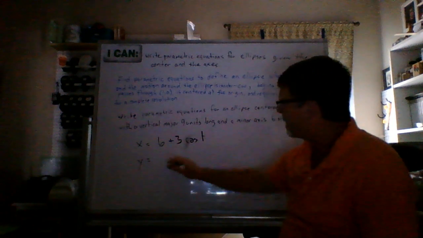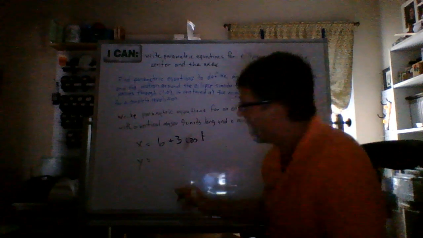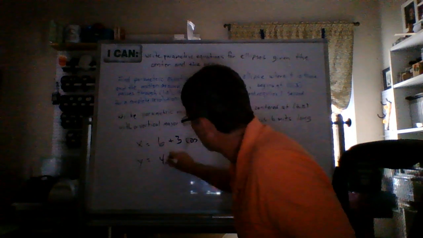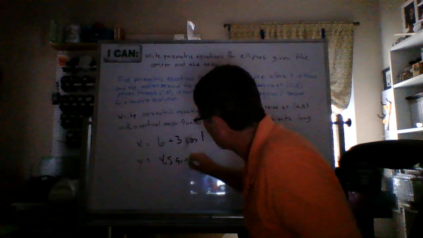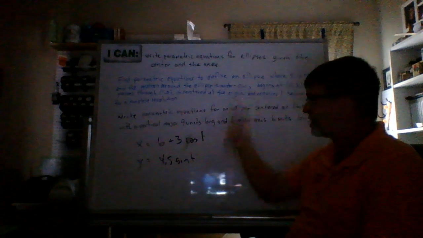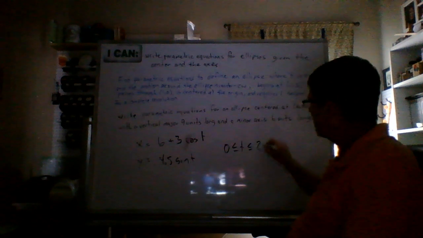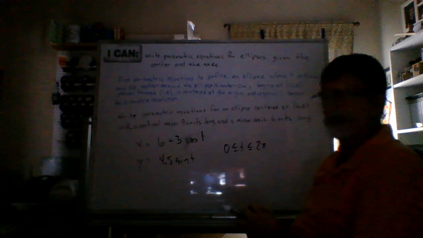For y, I'm going to get 0 plus, well, the major axis is 9 units long. Half of 9 is 9 halves, or 4.5 sine t. This will go around forever. If I wanted just to make one loop, I guess I could go 0 is less than or equal to t is less than or equal to 2 pi.